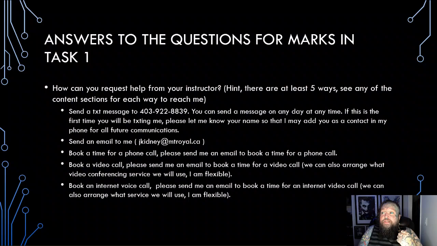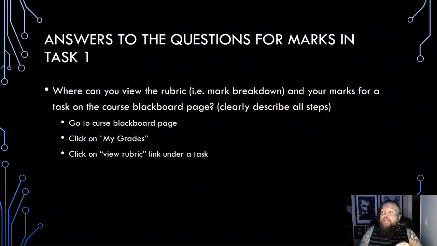The next question is, how can you request help from your instructor? And the 5 different ways are listed here on the slide. I just talked about them. You can also copy and paste them from the multiple areas on Blackboard where you can find all of this information. And finally, the very last question is, where can you view the rubric, which is the mark breakdown?